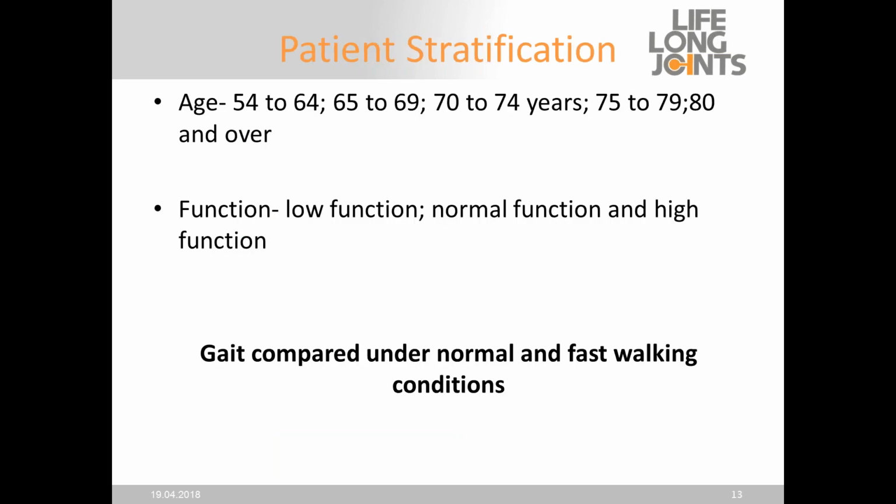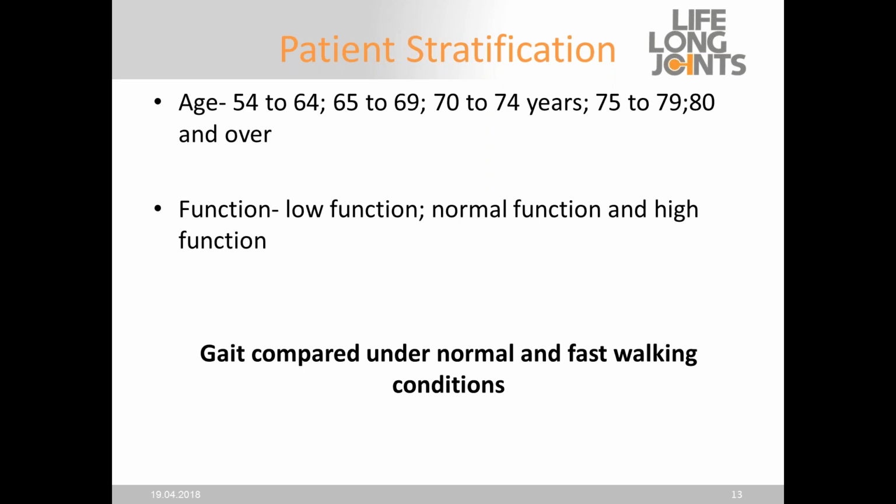So moving on to some of the results, the two patient strata that I'm going to focus on are the age strata, where we split our patients into 5 different age groups, and also the function strata. The function strata, I'll explain a little bit later, divided patients by their function into low, normal, and high function groups. And we wanted to compare these groups under normal and fast walking conditions.